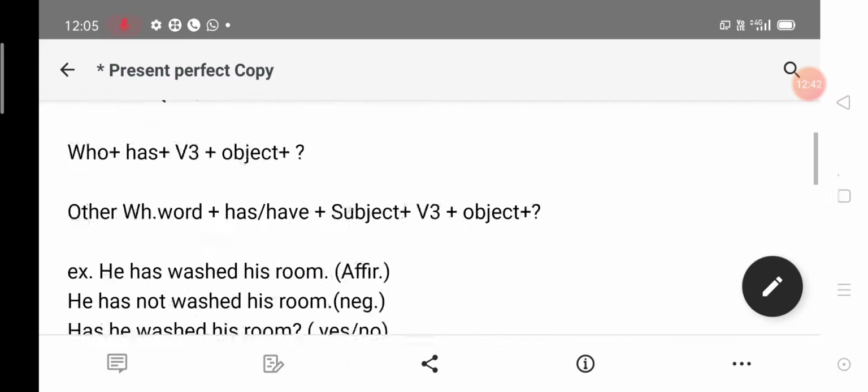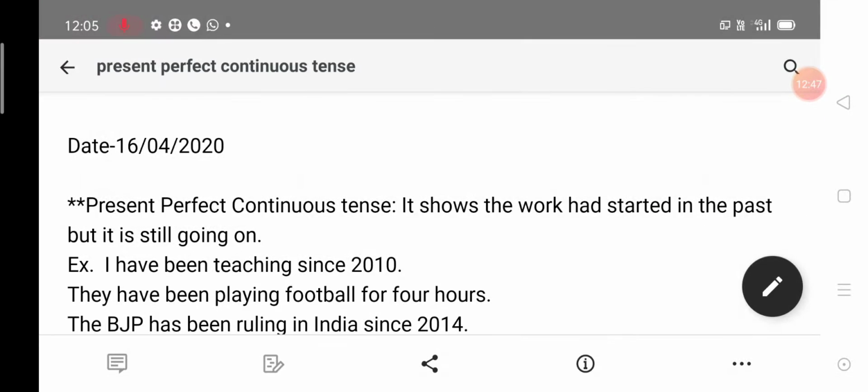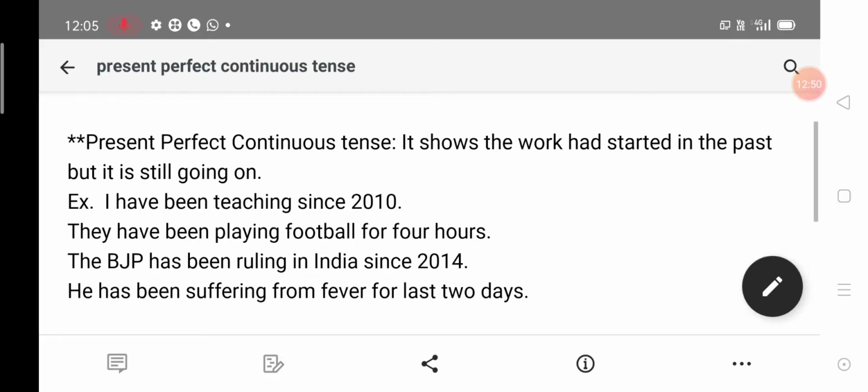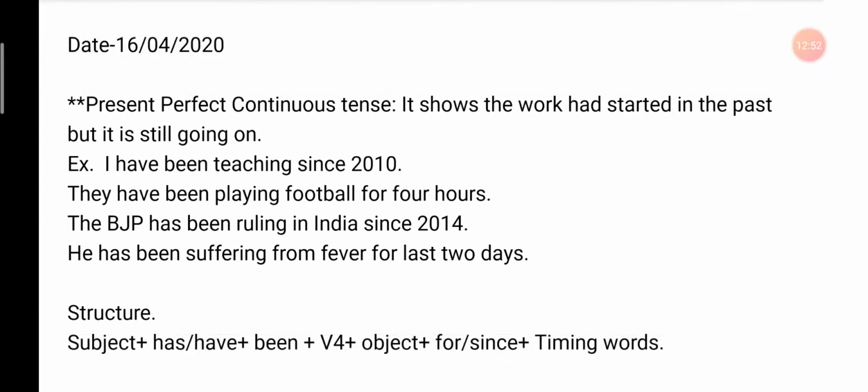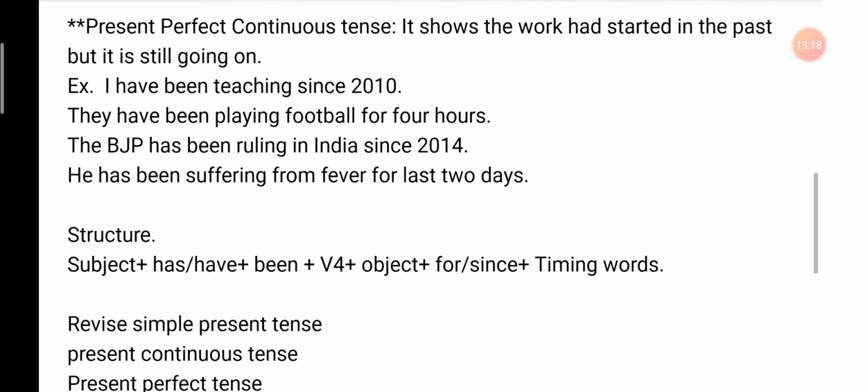Now we will read present perfect continuous tense. Now we will see the use of present perfect continuous tense. Present perfect continuous tense shows that the work started in the past but it is still going on. That tense denotes present perfect continuous tense.